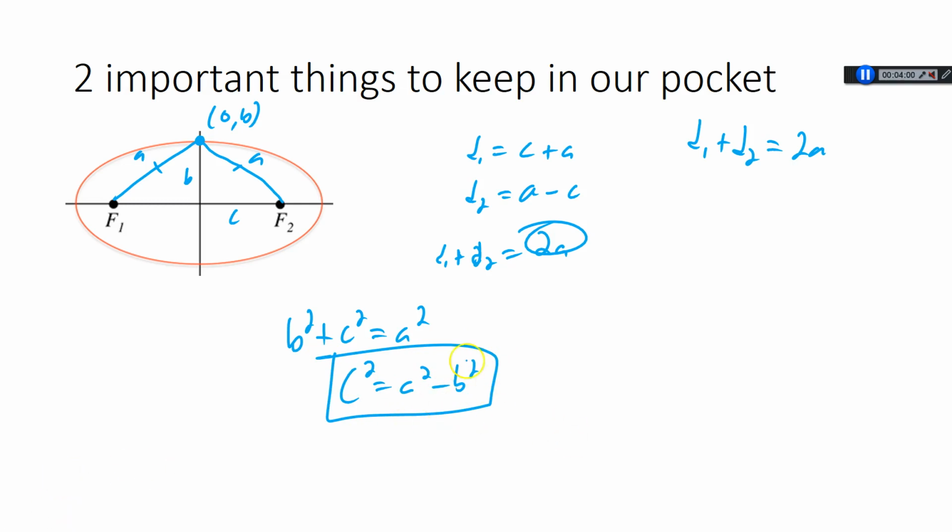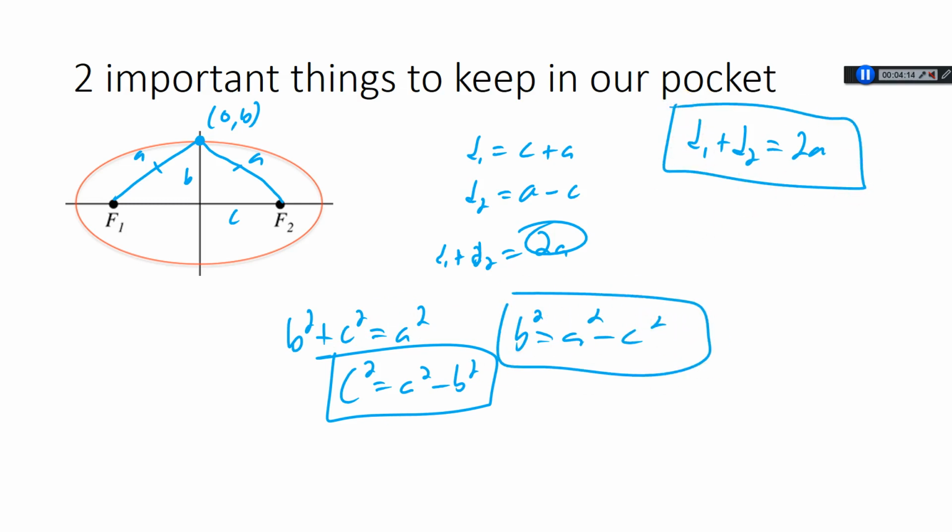That was a relationship between a, b, and c to be able to figure out where your focus points are. And in this case, actually, what's going to be more useful is that b squared is a squared minus c squared. Okay, so we're going to put this in our pocket. Those are two things we're going to use in the proof for proving this equation. All right, so now the distance formula is going to get us started. So I'm going to write those down over here.